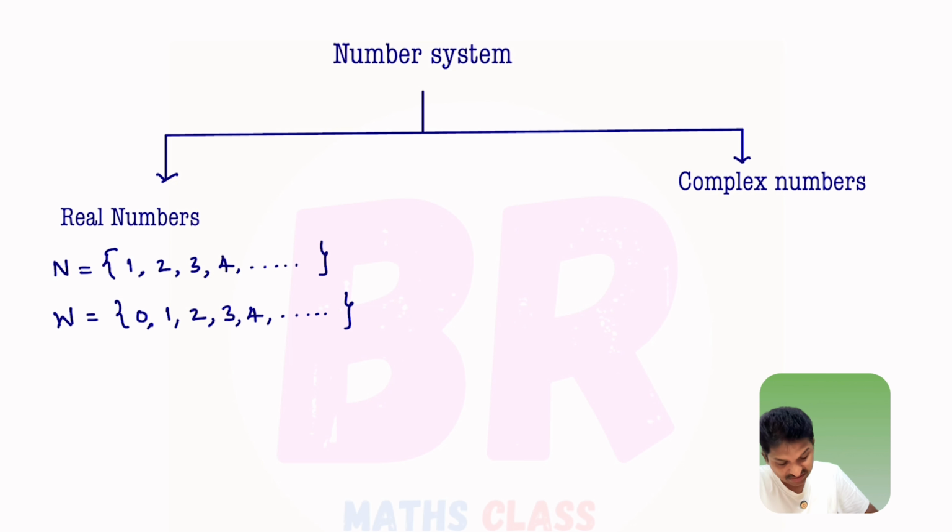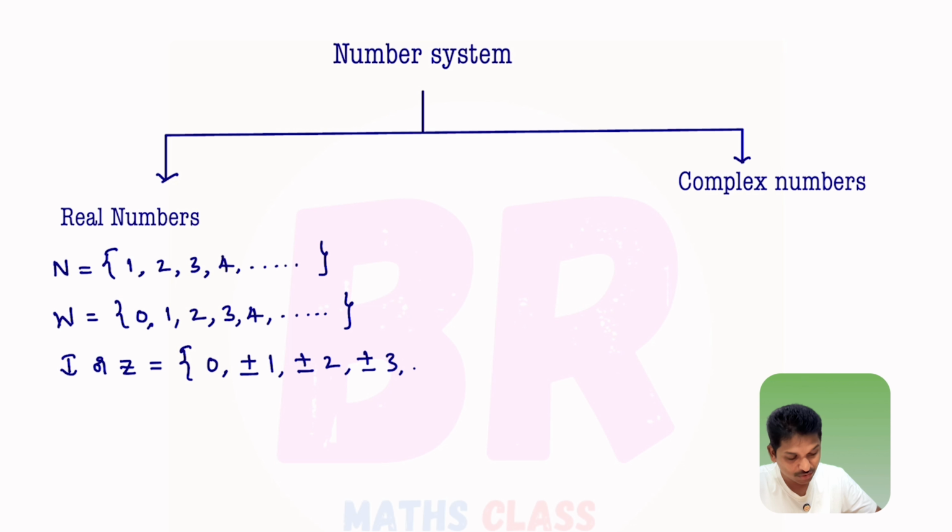Next, integers. Integers are denoted by I or Z. In some books, they'll denote it by Z also. Integers. Okay. What are integers? In integers, positive integers are also there, negative integers are also there, 0 is also there, right? So here integers I'll write like this: 0, plus or minus 1, plus or minus 2, plus or minus 3, and so on, right? Here, do not confuse. Plus or minus 3 means here two numbers are there. One is plus 3, another one is minus 3.